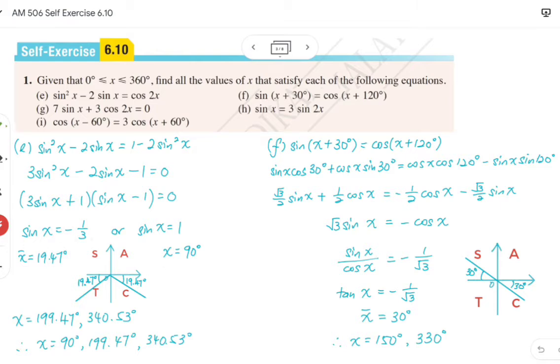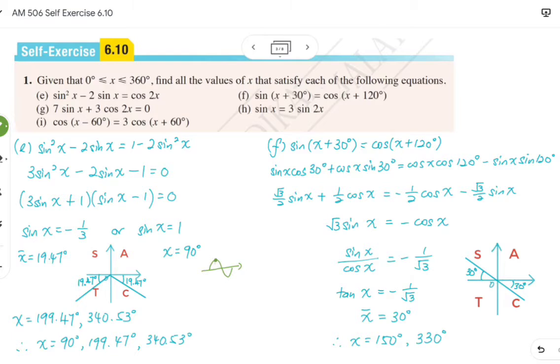From sine x equals to negative 1 over 3, we can get x in the third quadrant, which is 180 plus 19.47. We get 199.47. And 360 degree minus 19.47, we get 340.53 degree. Then for sine x equals to 1, we can get it from the graph of sine x.